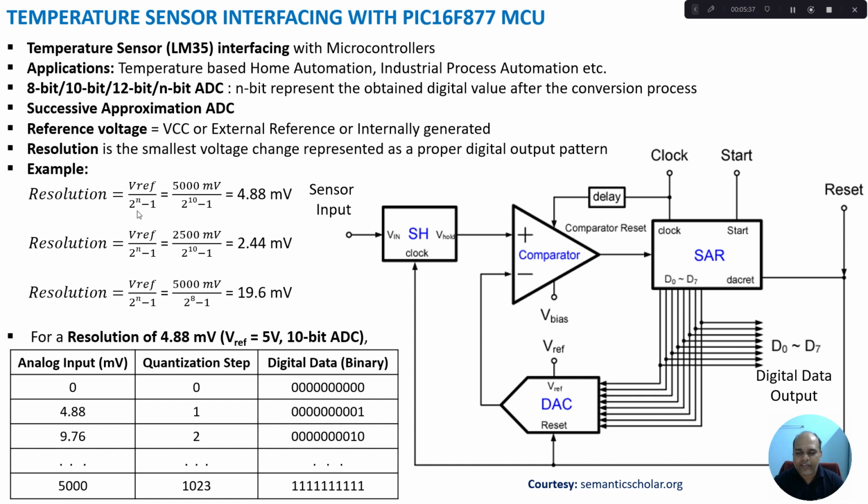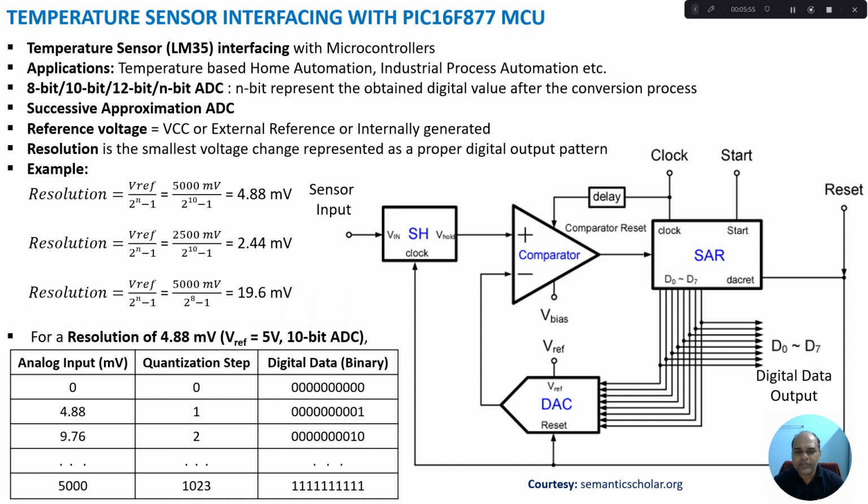So if I take a reference voltage of 5 volt, which is nothing but 5000 millivolt, divided by 2 power 10 minus 1, which comes to about 4.88 millivolt. So this is the smallest voltage change which can be represented by an ADC output.